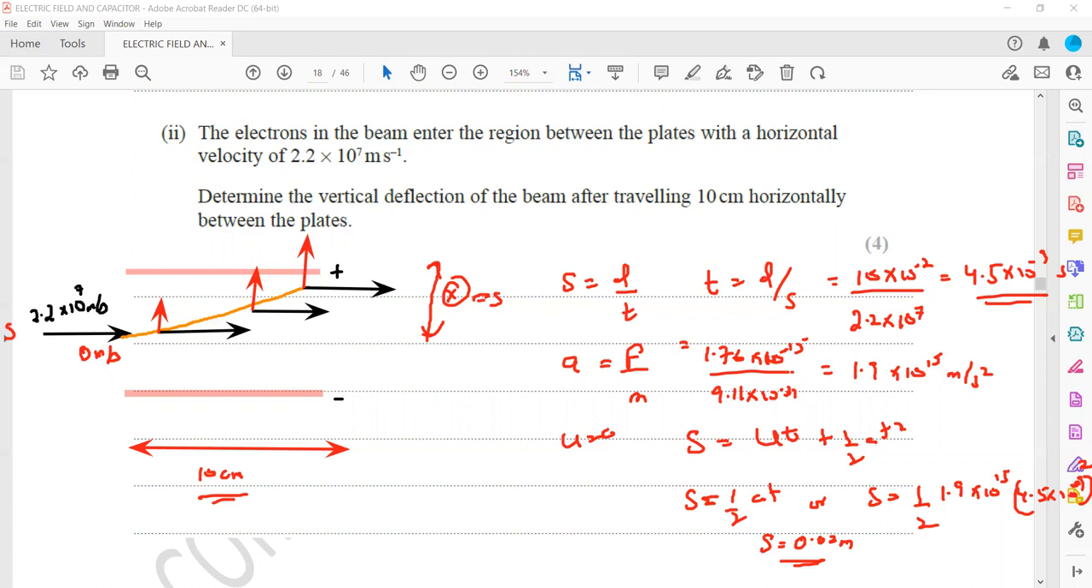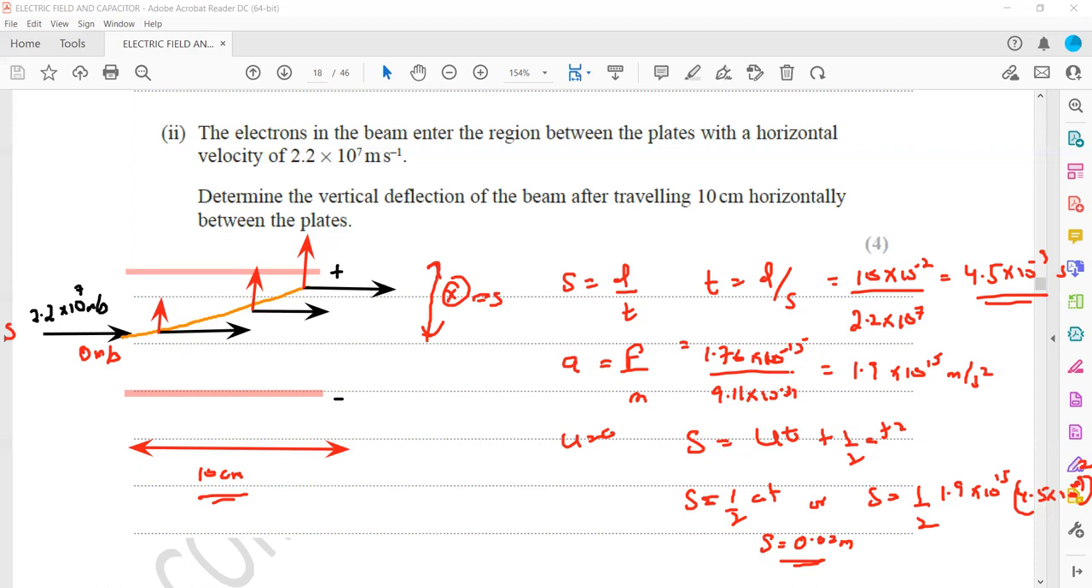So how did we solve this question? First, we determine the time. As I mentioned, between the plates there was 10 centimeters. If it covers a horizontal distance of 10 centimeters, how much time will it take? We will use that time to find the vertical displacement. But to get the vertical displacement, we should find the acceleration, which comes from the force.